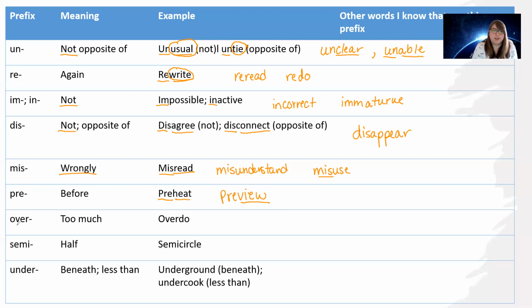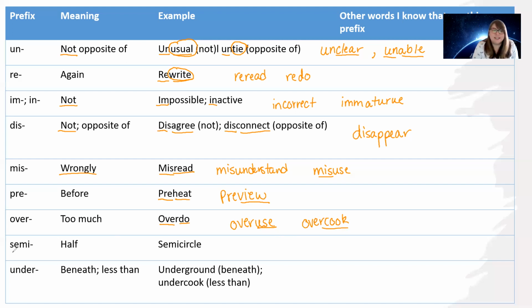Over is our next prefix. Over means too much. Now we know over is a word all on its own, but when you attach it to the beginning of other words, it becomes a prefix. So we have something like overdue, means to do something too many times. Maybe I could say that I have overused something. I have used something too many times. Another good example would be to overcook. You have cooked something too much.